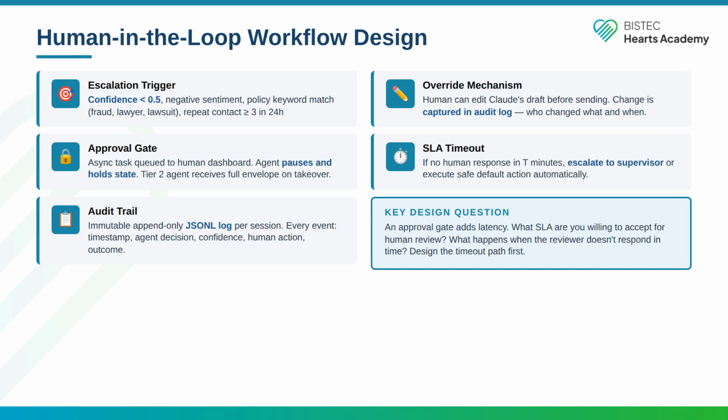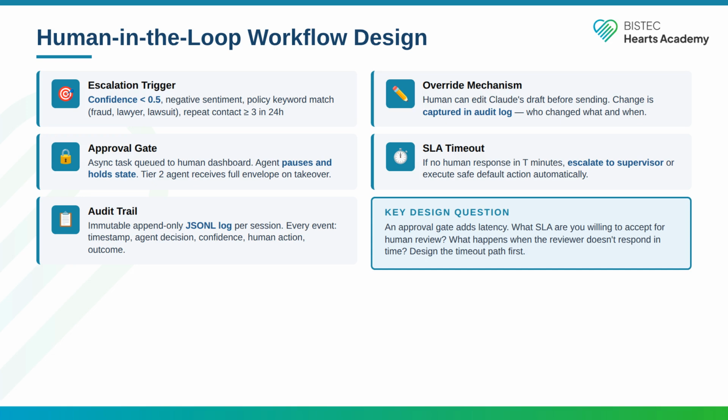The override mechanism deserves special attention. When a human edits Claude's draft before sending it to the customer, that change must be captured in the audit log, specifically who edited what and when. Without this, your audit trail shows what Claude recommended, but not what was actually sent.